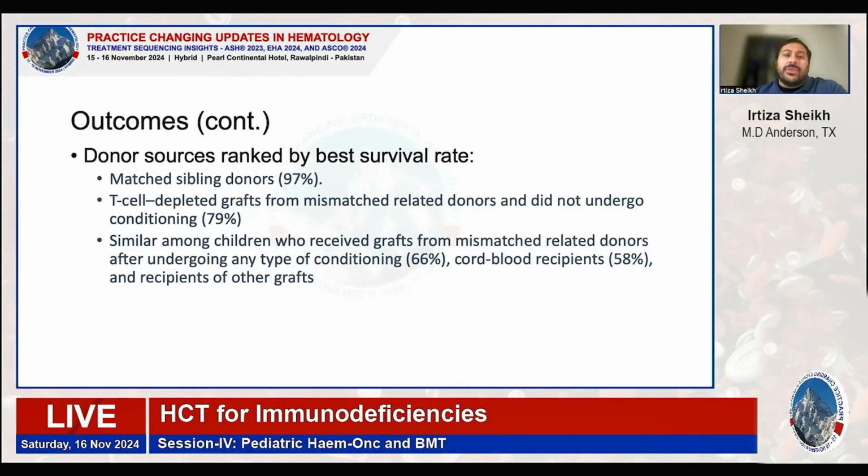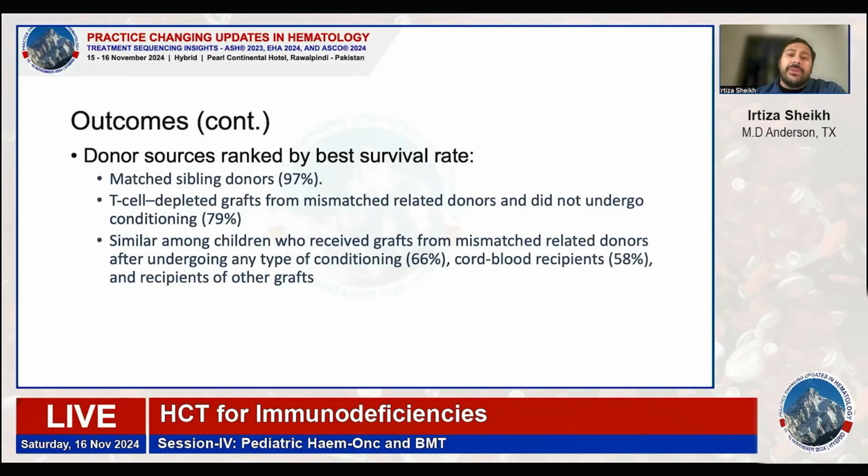I've touched on this in terms of donor sources, but just to emphasize, like many other transplantations, when you're looking at immunodeficiencies, heme conditions, or even malignancies, a matched sibling donor transplant is generally preferred. They tend to do better when it comes to transplant-related mortality and things like GVHD, both acute and chronic. In this study, matched sibling donors did remarkably well with an overall survival rate of 97%, but the others didn't do terrible by any stretch of the imagination.